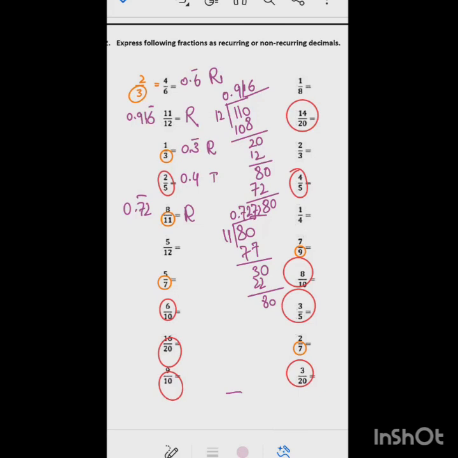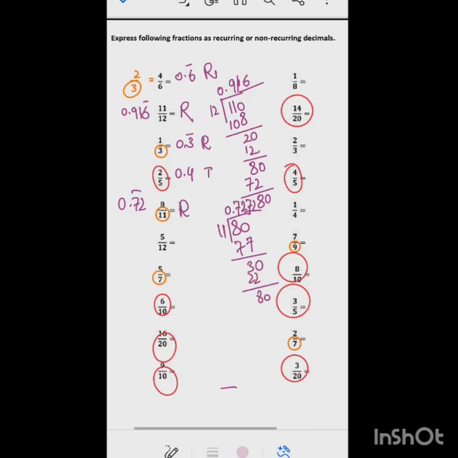Okay, so now the next topic, with a short intro, is addition and subtraction of rational numbers, basically addition and subtraction of fractions.